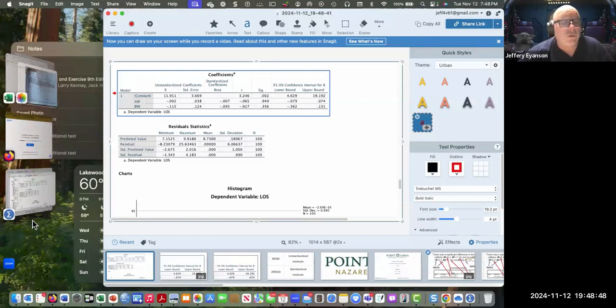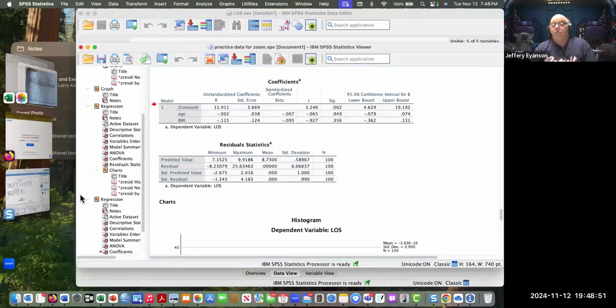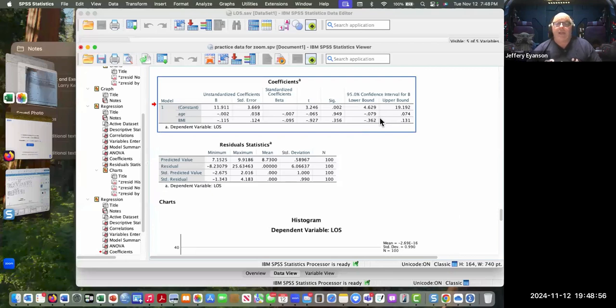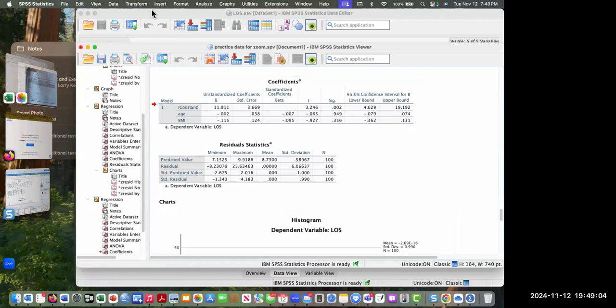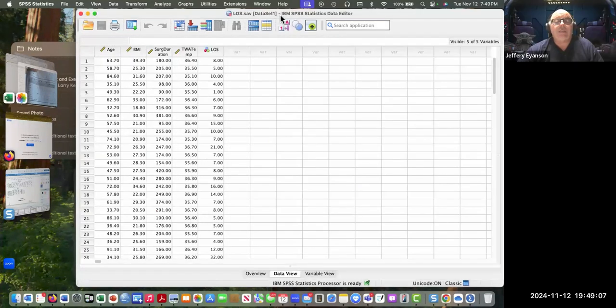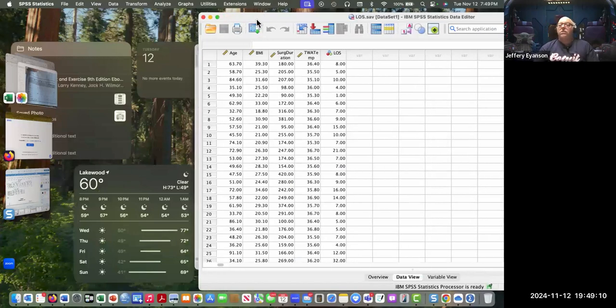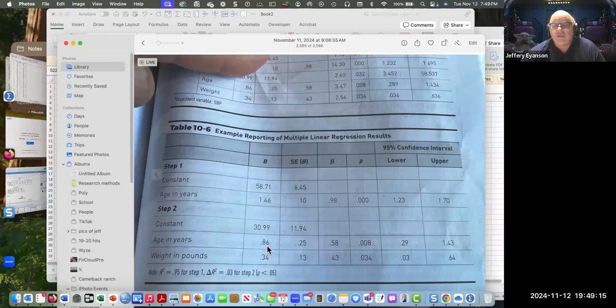I don't know why the confidence intervals were on there. So that's all you need, those two numbers right there to fill in the blanks. It's the age and the BMI that I think they asked for. Does that make sense? Yeah. Okay, because I don't think the book asked for confidence intervals. That's why, when I ran it the first time, so basically you're just putting in step 2. I'm not worried about step 1, step 2, and just the constant, the age in years. This is the first beta.